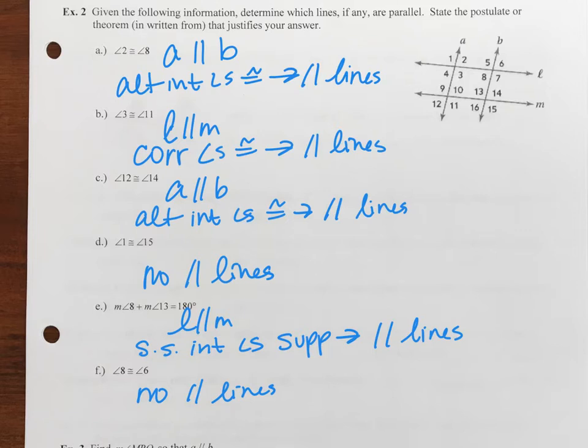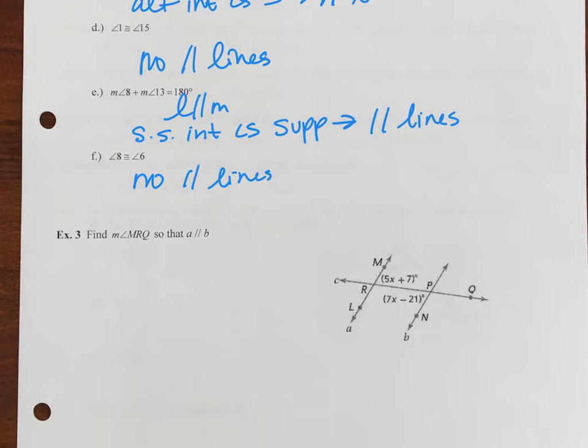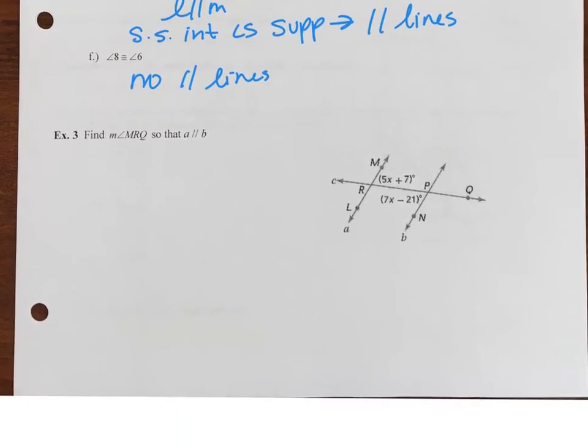So let's take a look at one more example, example 3. Okay, which says the following. It says, find the measure of angle MRQ so that A is parallel to B. Okay, so MRQ, let me just mark that angle. MRQ is this angle.